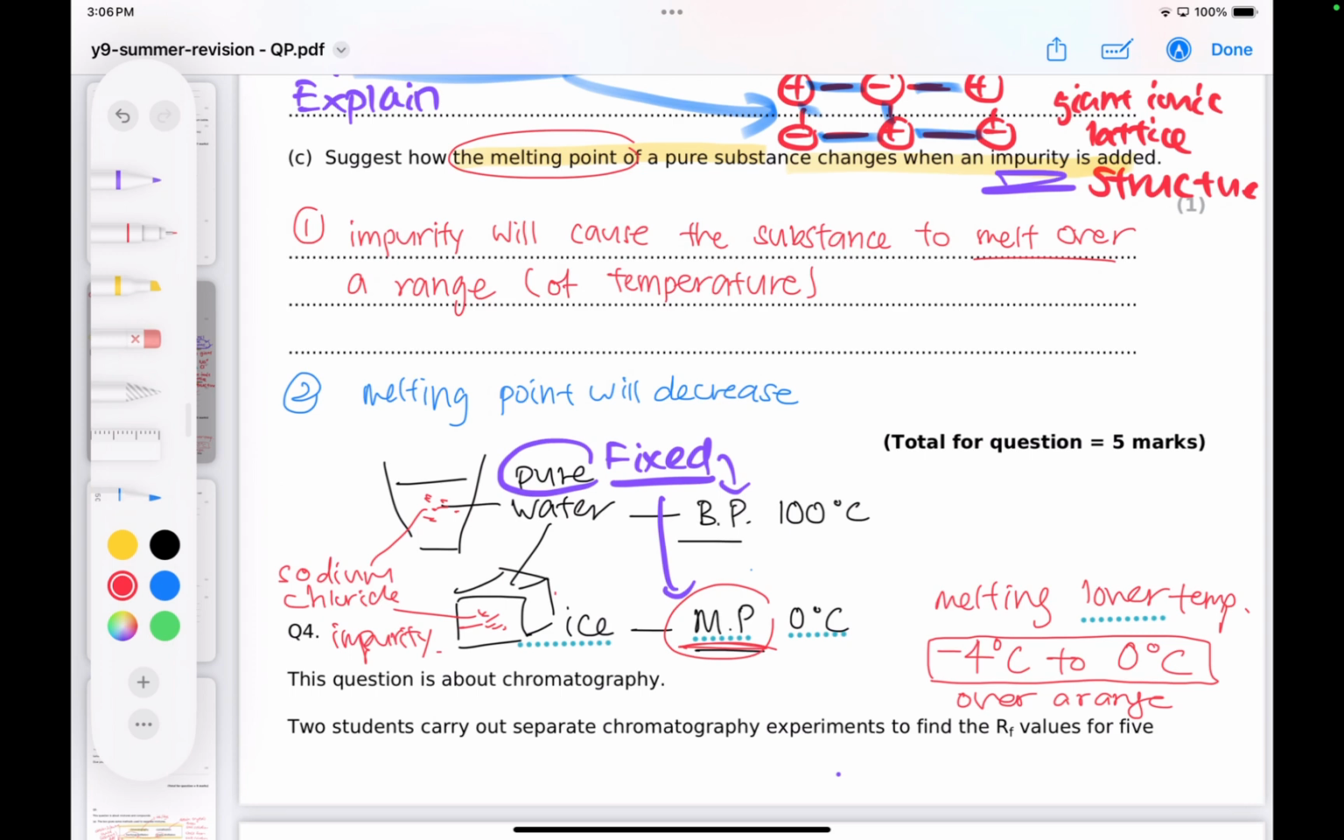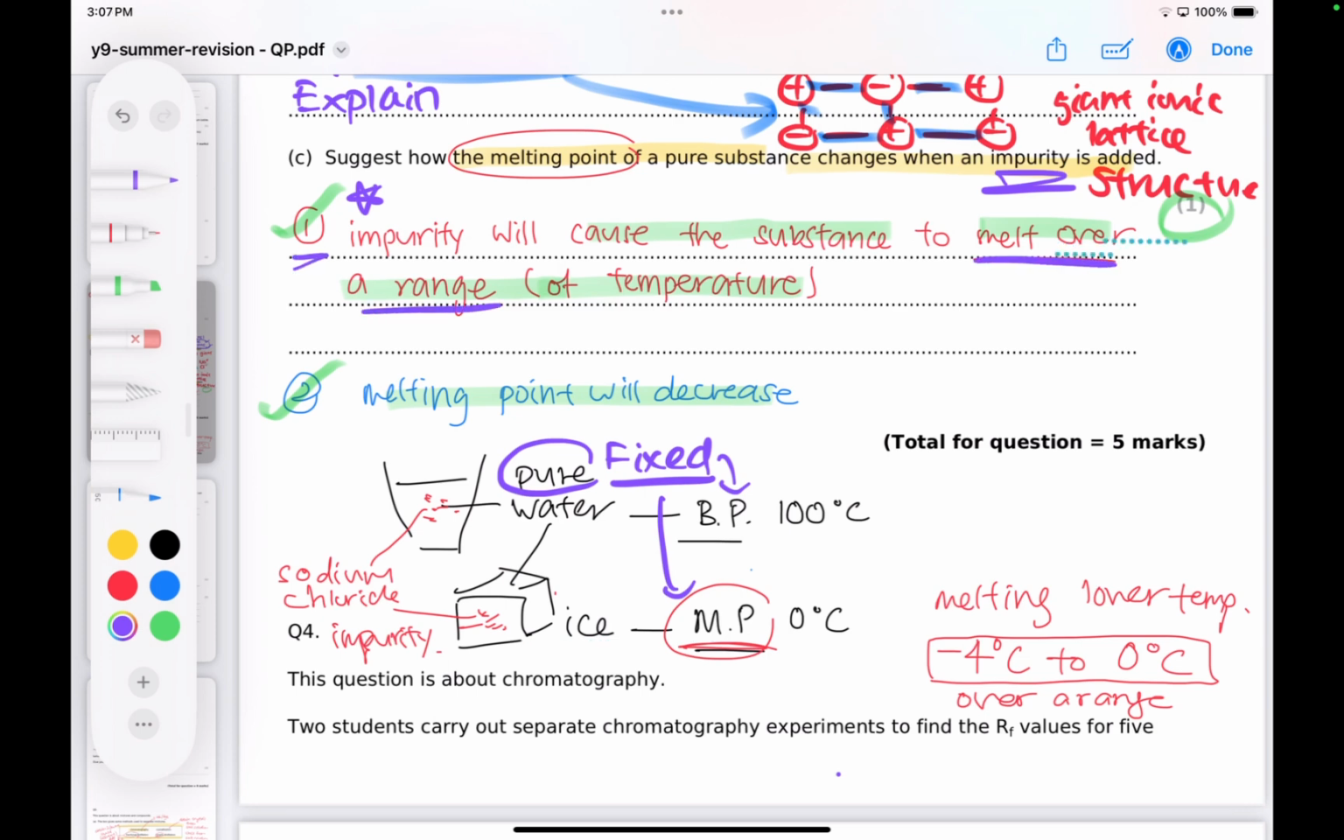If you look at the answers above, the impurity would cause the substance to melt over a range of temperature, and the melting point would be lower than it should be. But because this is only a 1-mark question, you only need to give either one of the 2. However, if this is a 2-mark question, then you need to give both. The one that students tend to forget would be the first one, melting over a range.